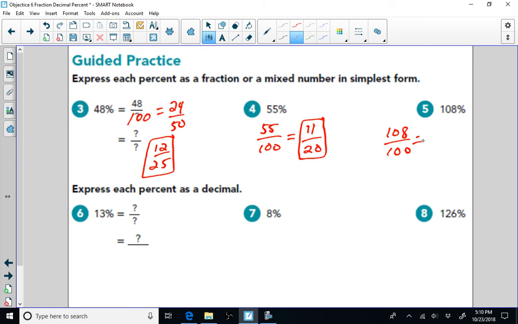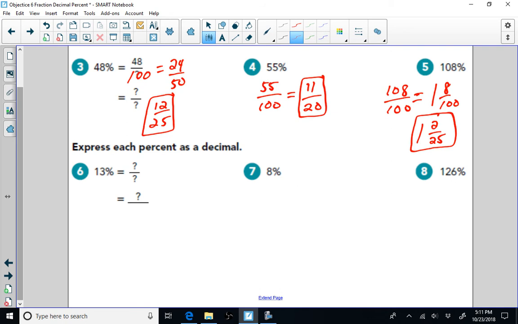Well, if I write it as a mixed number, 100 goes into 108 one time with 8 left over out of 100. So 1 and 8/100ths. I can simplify 1 and 8/100ths by dividing by 4, and that's going to give me 1 and 2/25ths. Okay? Next few examples.